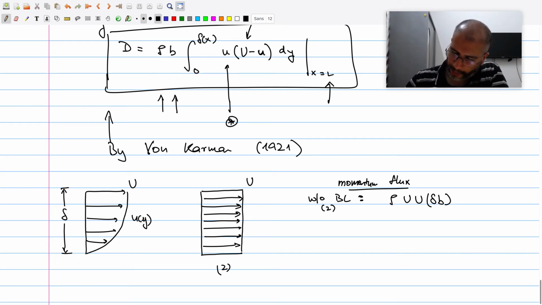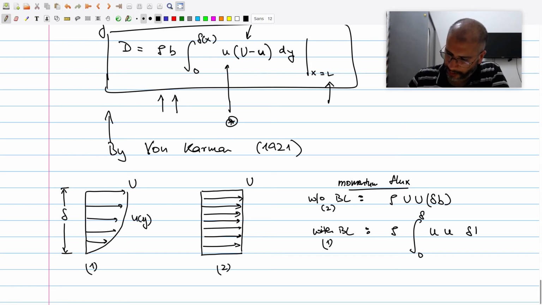Right. So this is what we would have, but with boundary layer, that is case number 1, we get rho times the integral from 0 to delta of small u times small u times delta times b. So what we see is there is a deficit of momentum between 1 and 2. You can think in terms of the areas. The blue area is missing if I compare it with number 2, right?